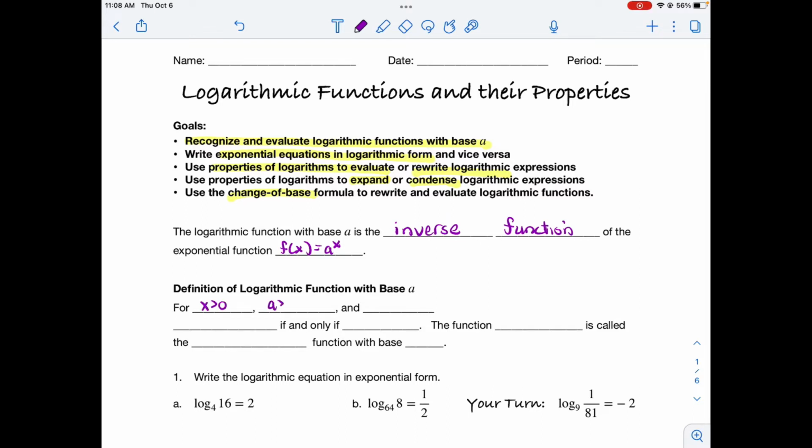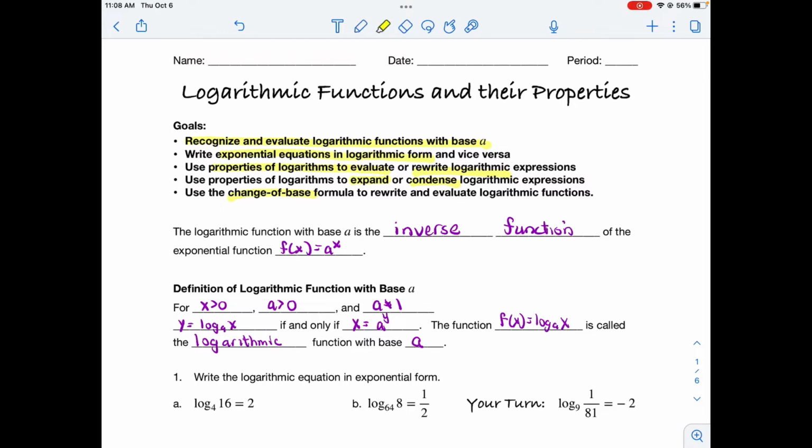So our official definition of a logarithm is, for x greater than 0, a greater than 0, a cannot equal 1, y is equal to log base a of x if and only if x is equal to a to the y. That's where the x and the y switch, your domain and your range switch. The function f of x equals log base a of x is called the logarithmic function with base a. Notice that the subscript I read as base: log base a of x.